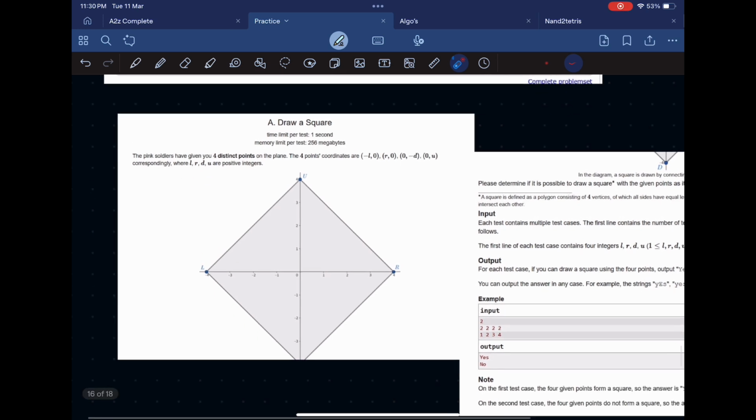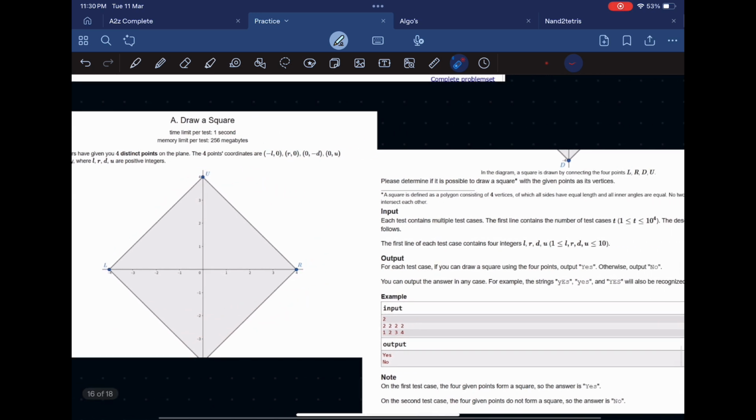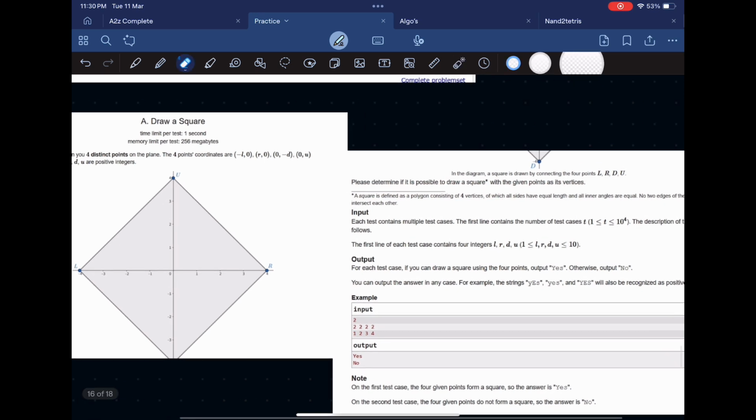If you put this in the form of a graph, we'll get something like this. Please determine if it is possible to draw a square with the given points as its vertices. A square is defined as a polygon consisting of 4 vertices, of which all sides have equal length and all inner angles are equal. No two edges intersect each other.